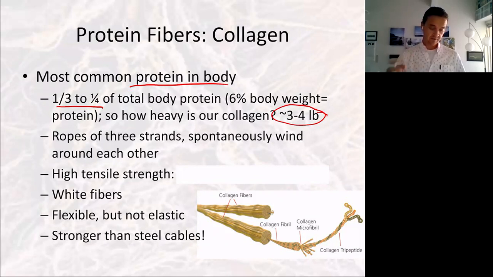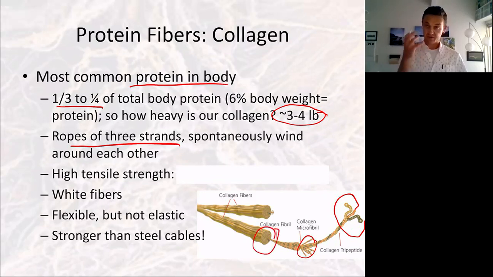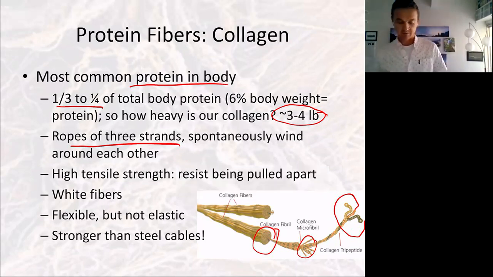Collagen is made up of ropes of three strands, and these spontaneously wind around each other. You can kind of see that here. See those three strands? That's just in one. And then those three strands wind around each other here. Those bigger fibrils will wrap around more bigger fibrils until we get our big, thick bands of collagen. They have incredibly strong tensile strength, which means that if we pull end to end on that collagen, it's incredibly hard to break it. It resists being pulled apart.